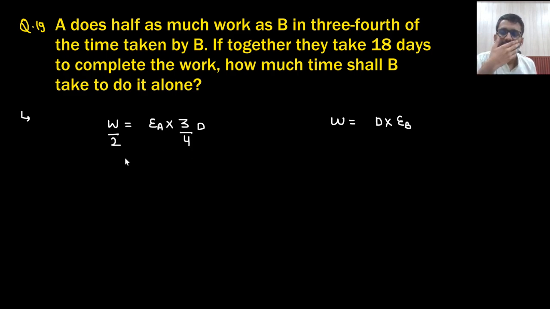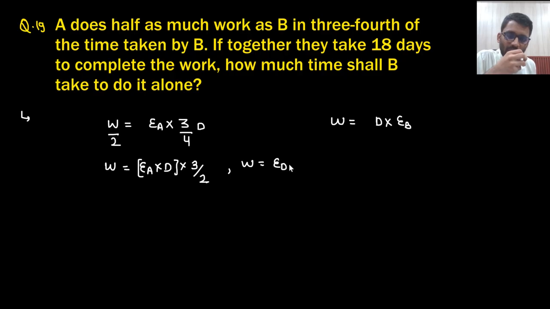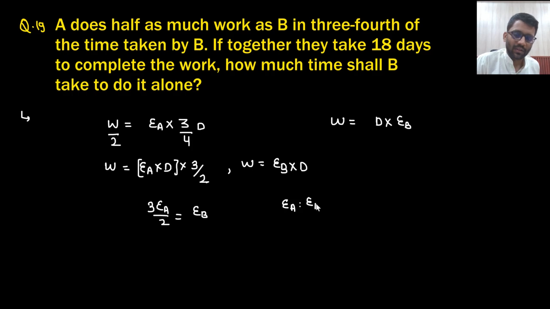Okay, so we can get the ratio between the efficiency of both of them. From here, what did we get to know? The work is equal to EA into D into 3/2, and also the work is equal to EB into D. If I equate both of them, 3 into EA/2 is equal to EB. So the ratio EA to EB is 2 to 3.